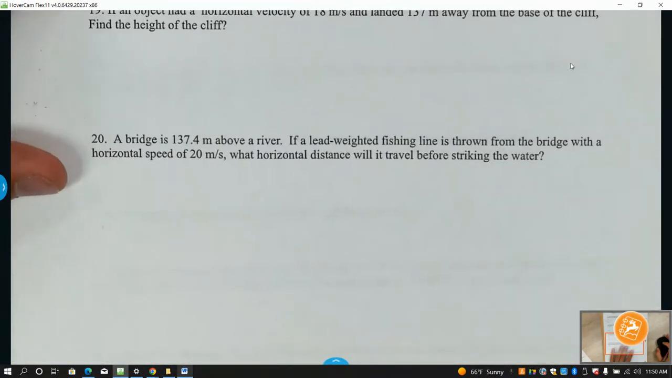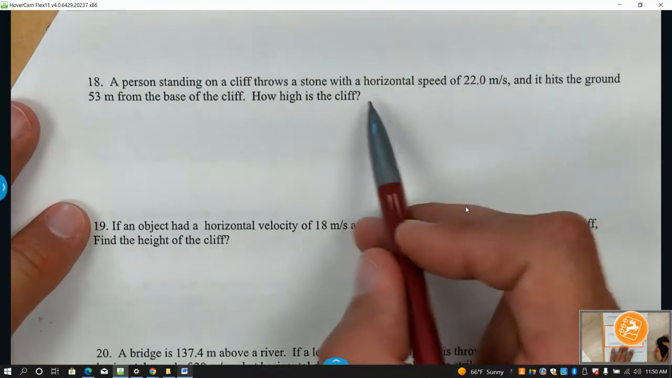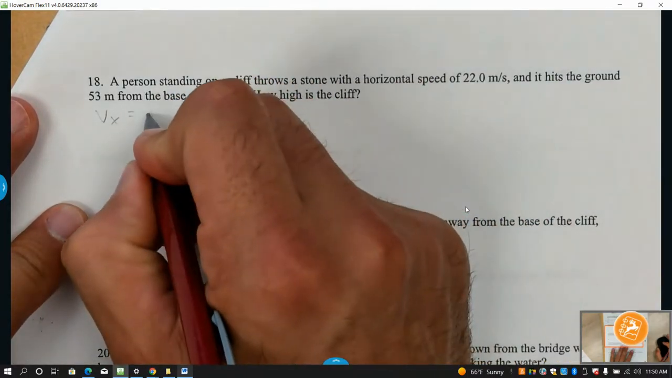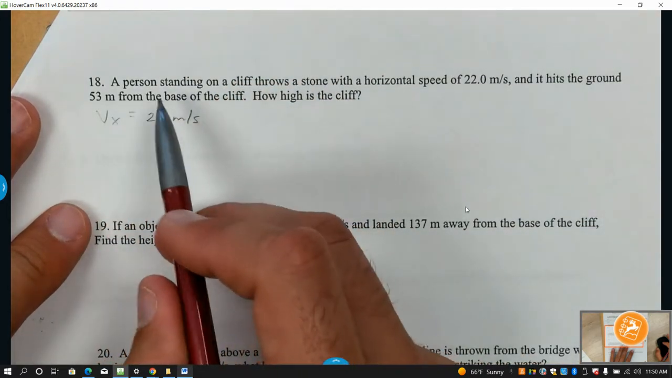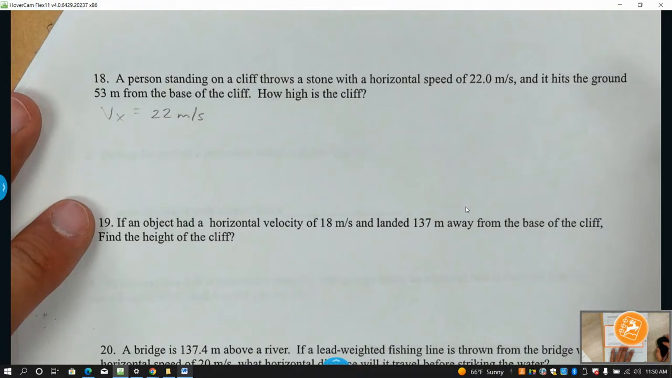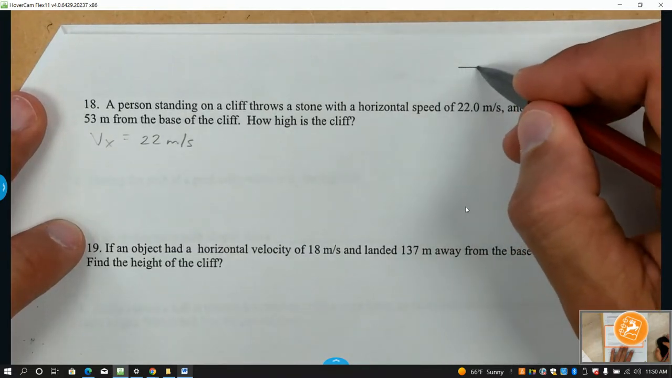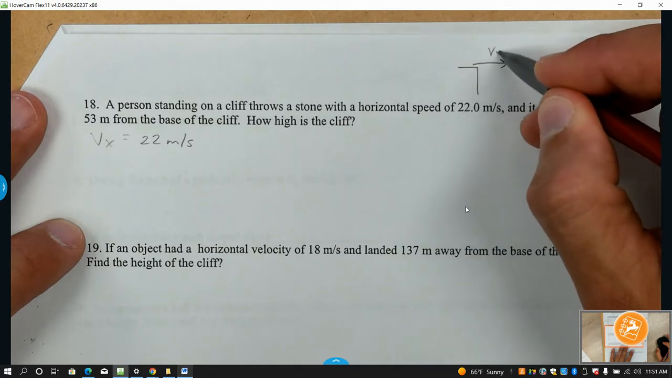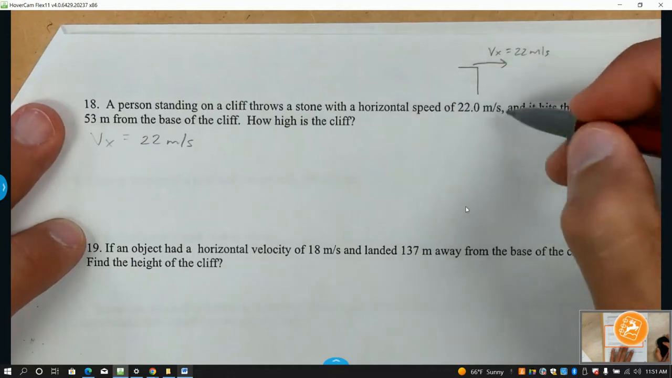Moving on. A person standing on a cliff throws something with horizontal speed, that's Vx, of 22 meters per second, and it hits the ground 53 meters from the base of the cliff. You may be thinking, is that 53 the height? If you're not sure, make a quick little sketch. Here's a cliff, and I'm throwing it with a speed out this way.